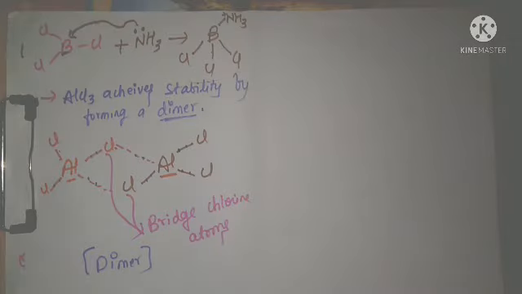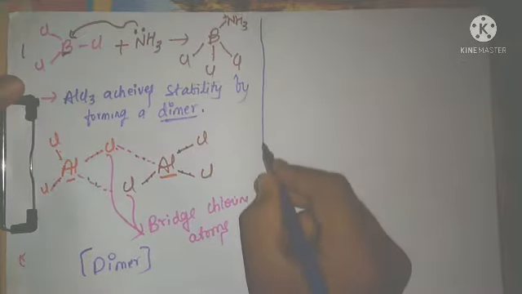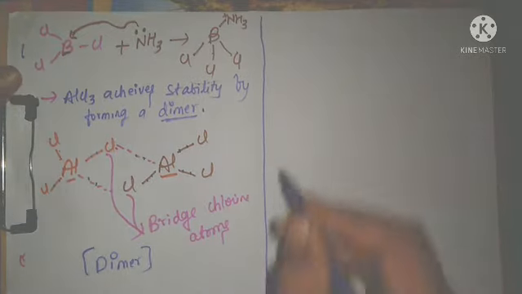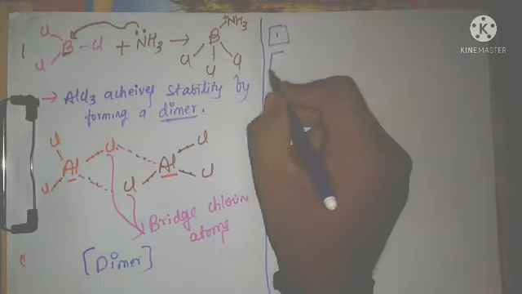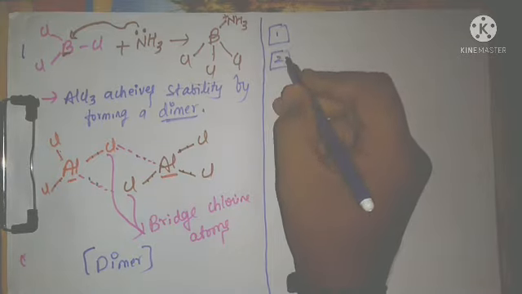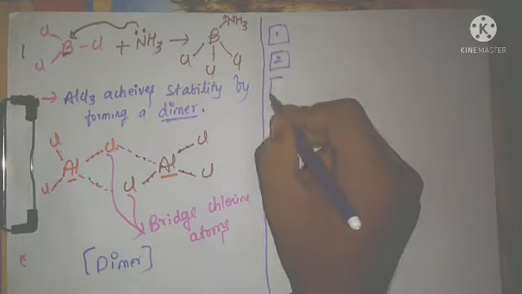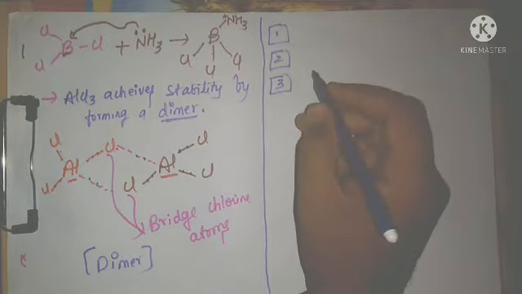Now we will go for the reaction of 13th group elements. First, with air and nitrogen. Next, we will go for the reaction with acids and alkalis. Next, we will discuss the reaction of 13th group elements with the halogens.